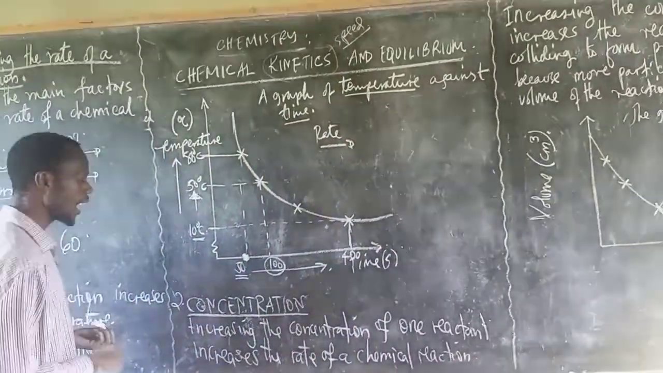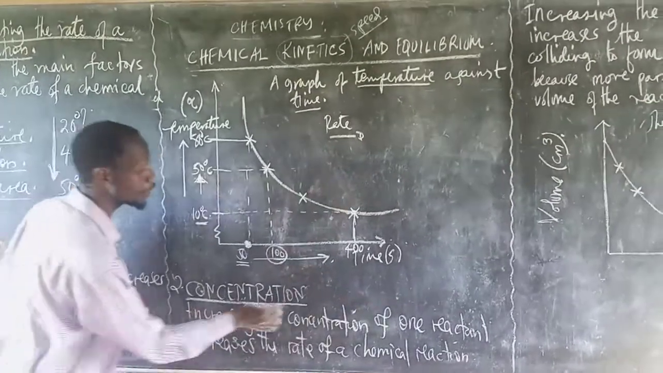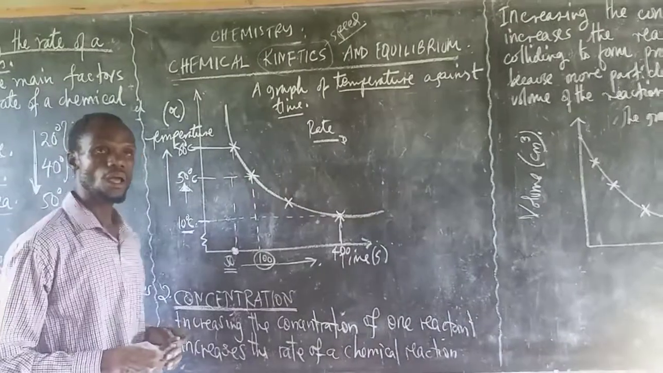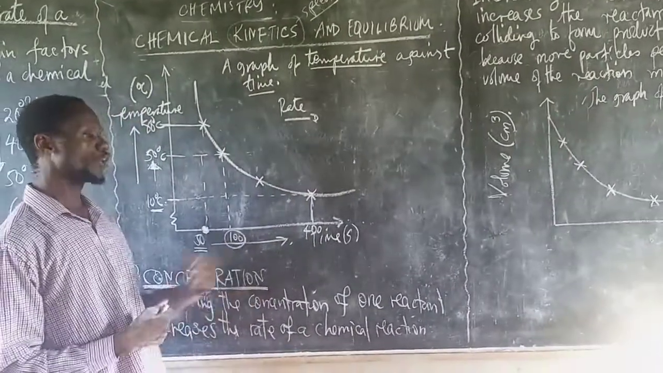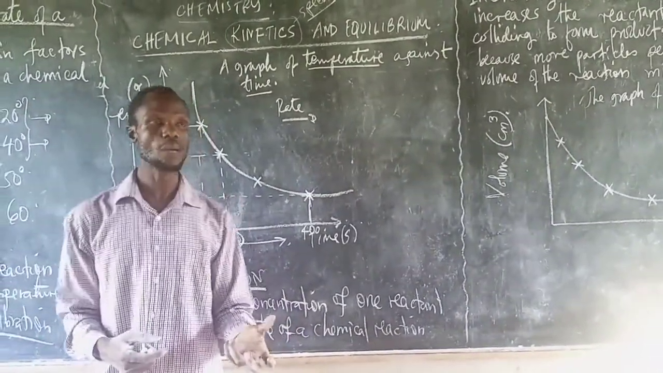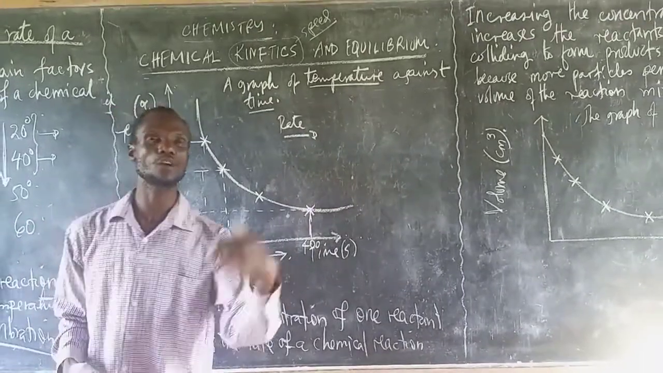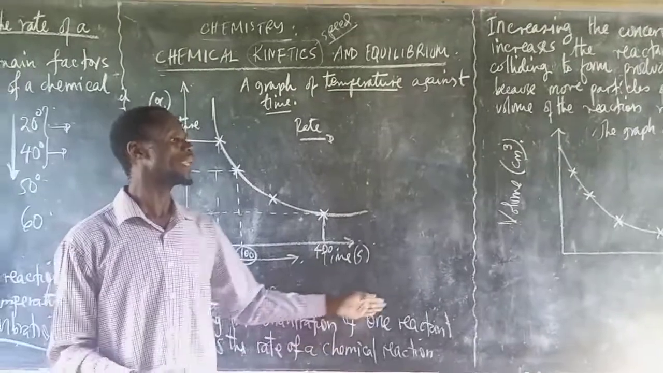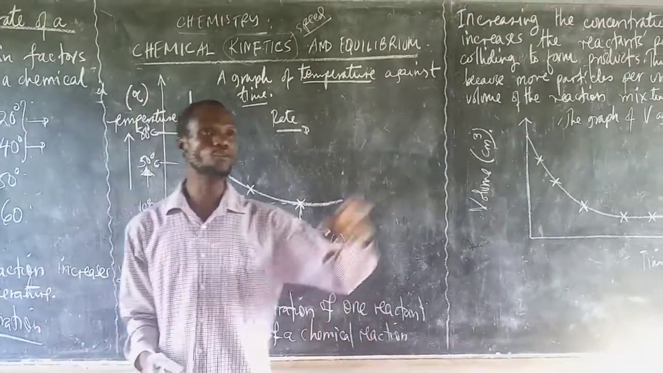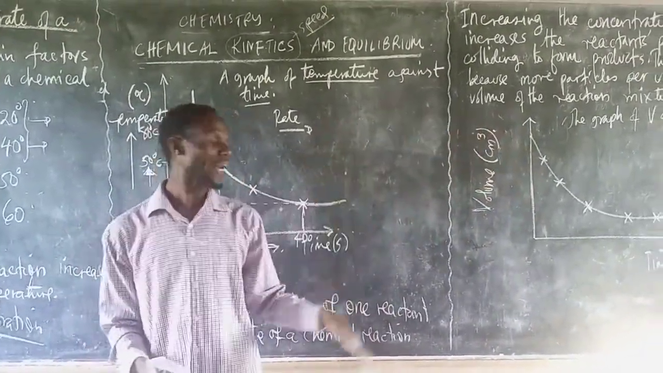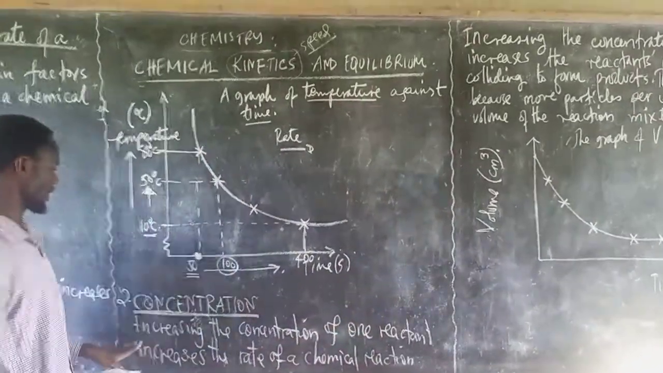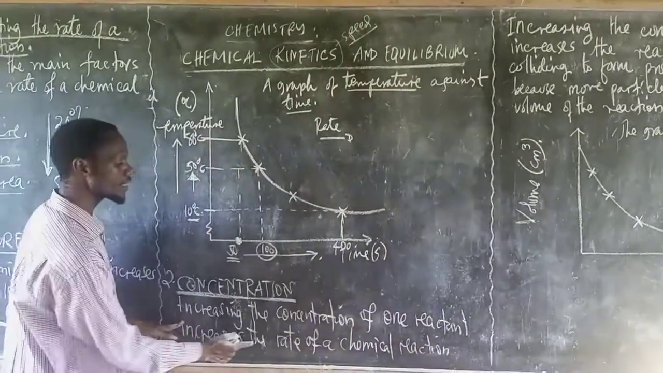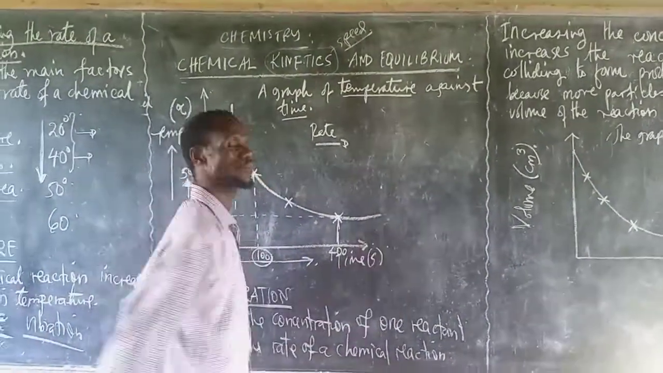And the second factor on which the rate of chemical reaction depends is the concentration. Kwa concentration ni muhimu kwenye reactions kwa sababu you may be required to increase the concentration or to reduce the concentration. So far you are looking for the rate of the chemical reaction, whether you want to increase it or you want to reduce it. But how does it affect it? Here it is. Increasing the concentration of one reactant increases the rate of the chemical reactions.